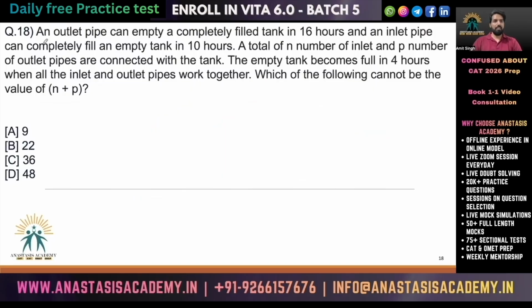Let's look at this question. An outlet pipe can empty a completely filled tank in 16 hours, and an inlet pipe can completely fill an empty tank in 10 hours. A total of n number of inlet and p number of outlet pipes are connected with the tank. The empty tank becomes full in 4 hours when all the inlet and outlet pipes work together. Which of the following cannot be the value of n plus p?